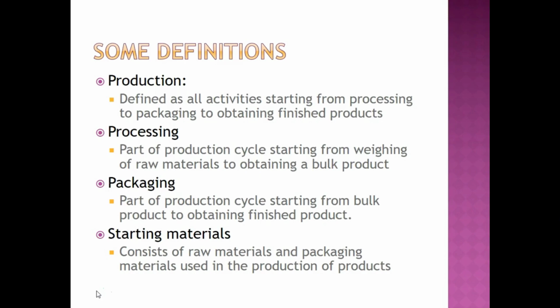All operations involved in the preparation of a pharmaceutical product, from receipt of materials through processing, packaging, labeling, to completion of the finished product, is considered to be the definition for production. Processing then is any part of the production cycle, starting from weighing of raw material right through to obtaining your final bulk product or your API. Packaging is that part of the production cycle, starting from bulk product to obtaining your finished product, and starting materials consist of raw materials and packaging materials used in the production of the product.